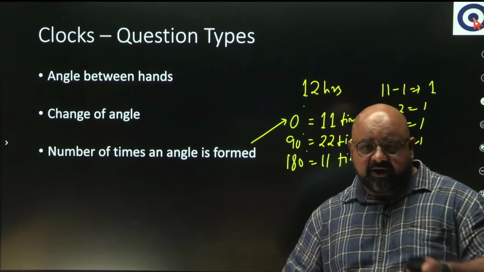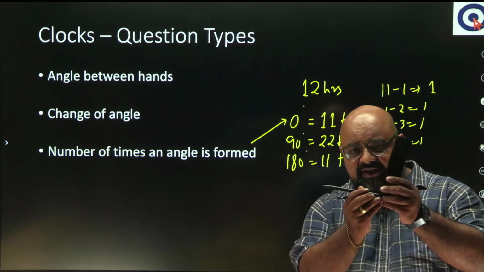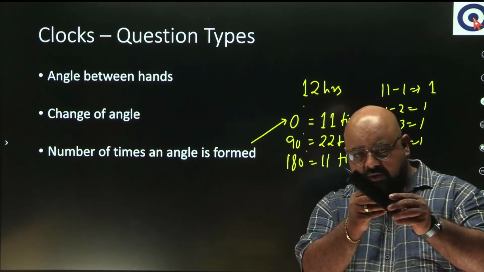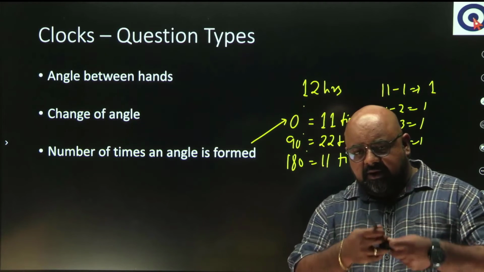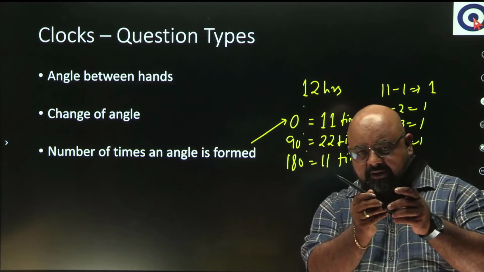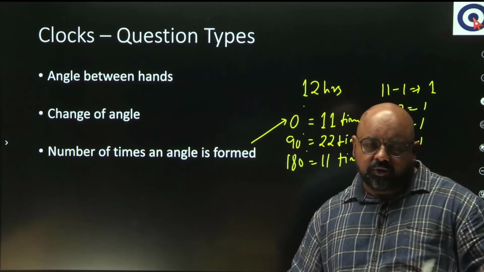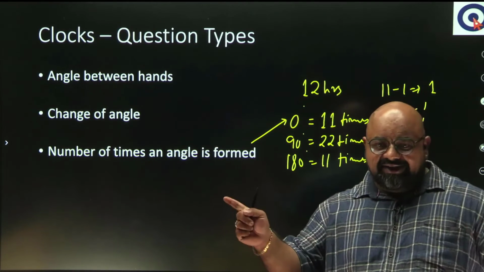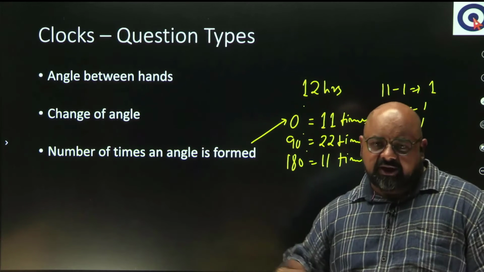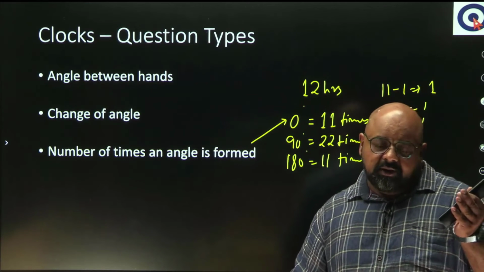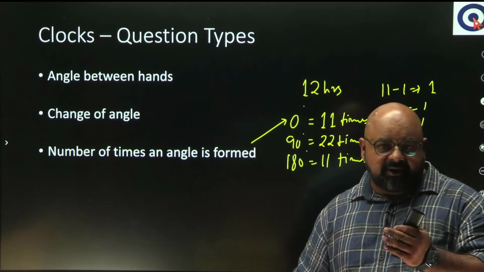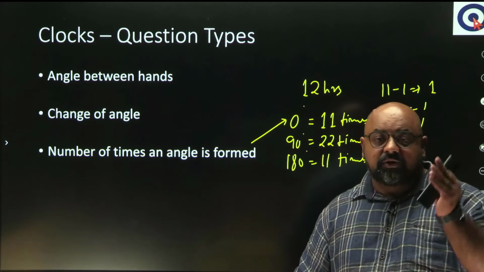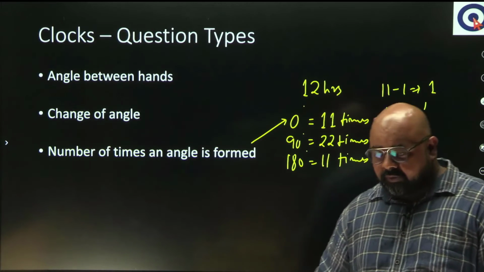90 degree, why 22 times? Because 90 degree is formed twice in an hour. Once, for example, here, and second time here, right? So from 1 and 2. The ones at 3 and 9 will be double counted, so I am removing that. So 0 becomes 12 into 1 minus 1, 90 becomes 12 into 2 minus 2, and so on.